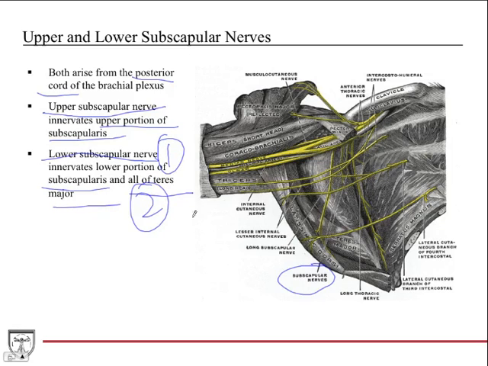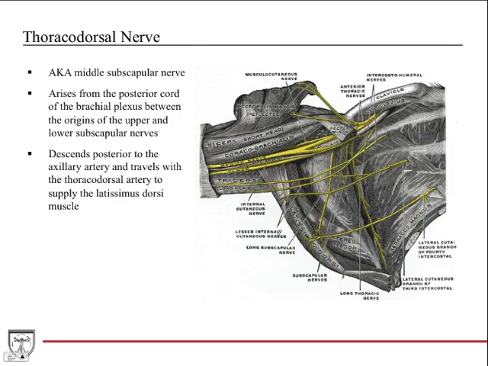And this is something you want to be aware of because this is something where they might try to trick you. They think, oh, it's subscapular, all it does is subscapularis. Nope, wrong. It also does teres major. You want to be aware of that. So the thoracodorsal nerve, it's also known as the middle subscapular nerve. It used to be more commonly known as the long subscapular nerve. As you can see in this diagram here, it's labeled as that.